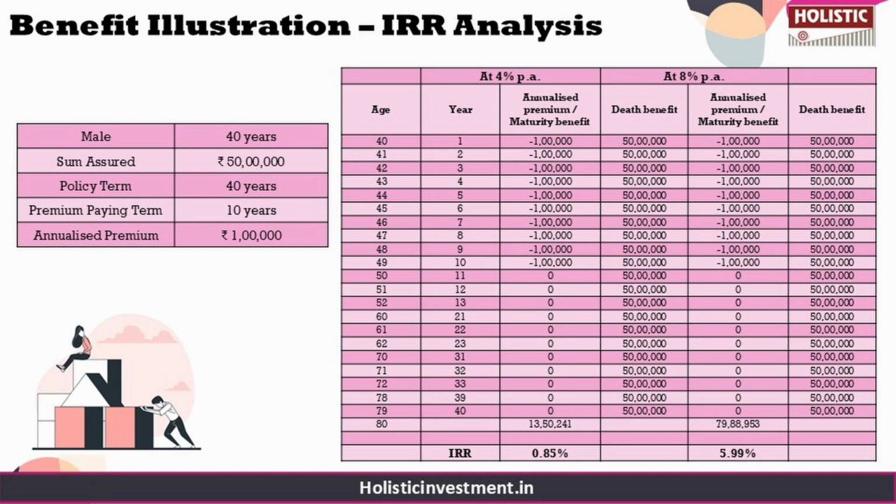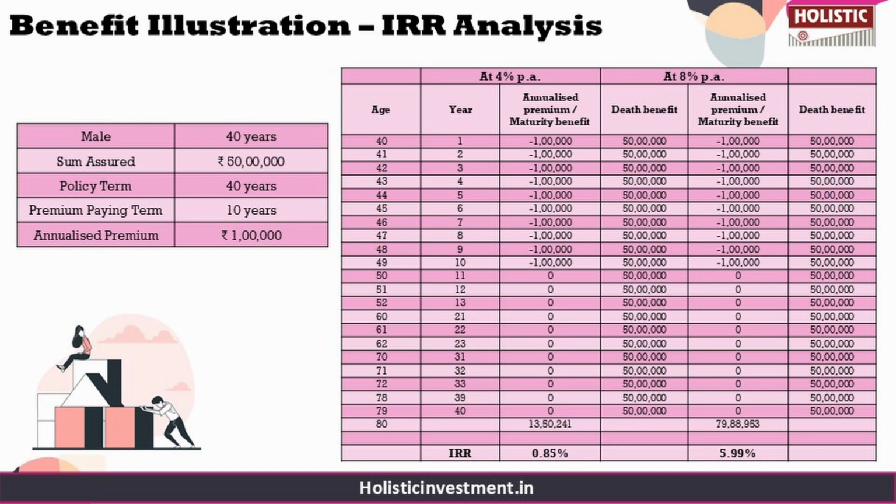So here, for calculation purpose, let us now assume that a 40-year-old male has chosen to invest in this policy with a sum assured of 50 lakhs. So the policy term is 40 years and the premium paying term is 10 years, and the annual premium is 1 lakh. The maturity benefit is the fund value at the end of the policy term. Here we have calculated the IRR based on 2 potential return scenarios. One is the worst case performance, and the other is the best case scenario.